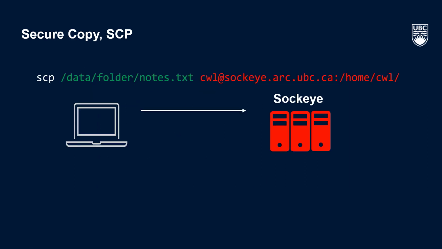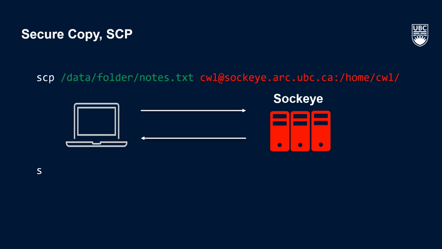Now that we've transferred data into Sockeye, let's try to do the reverse of that and transfer data from Sockeye to our local computers. Something that should be said before we do this is that you do not need to be on Sockeye to transfer data from Sockeye, and that this is something that is done with your local terminal. With that said, the command we're going to enter is essentially the opposite of the command to transfer data to Sockeye, and the file I'm going to be moving from Sockeye is called list.txt, and I'll be moving it to the /data/folder path on my local computer.